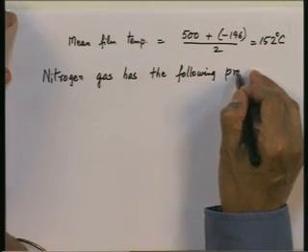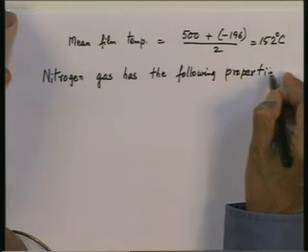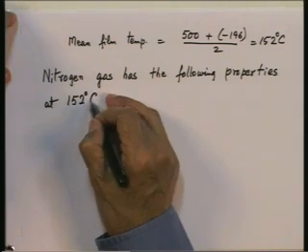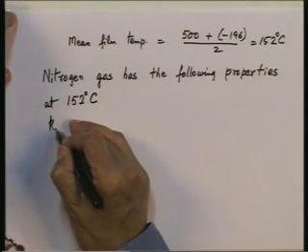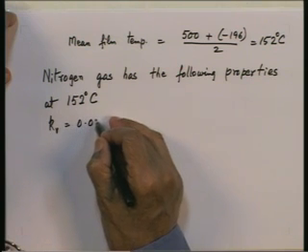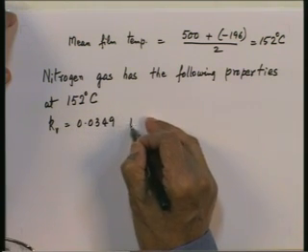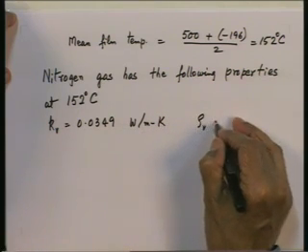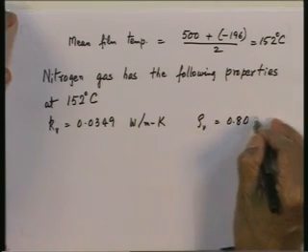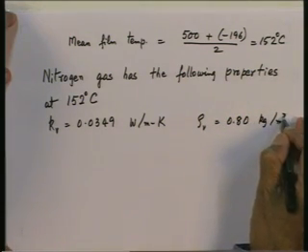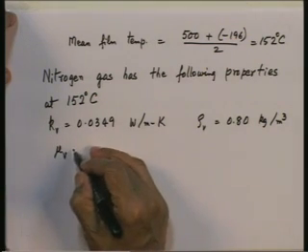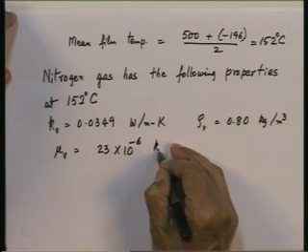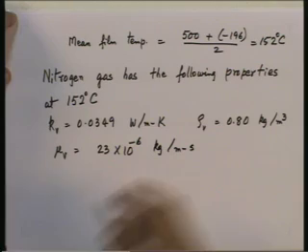You have to look them up in the property tables. Nitrogen has the following properties at 152 degrees centigrade. You have Kv, the thermal conductivity, 0.0349 watts per meter Kelvin; rho v is equal to 0.80 kilograms per meter cubed; mu v, the viscosity, 23 into 10 to the minus 6 kilograms per meter second.